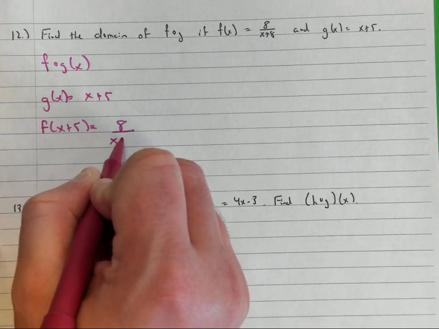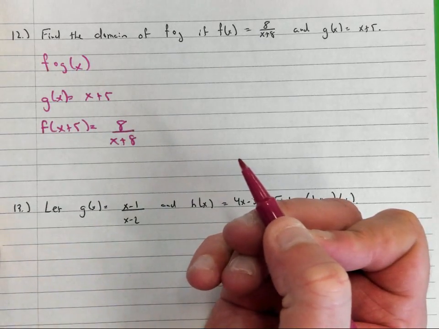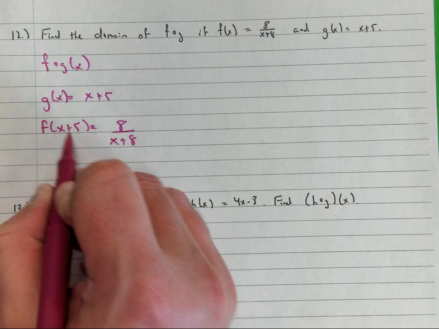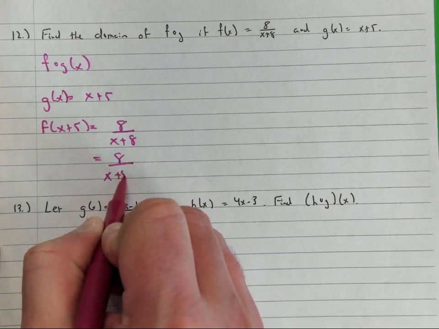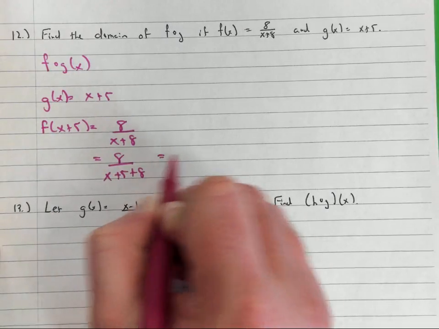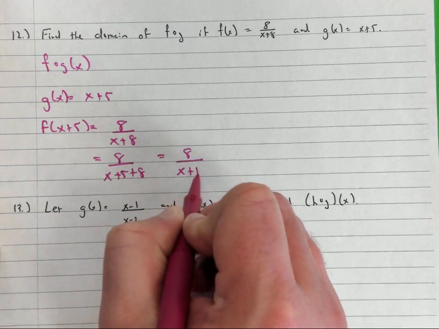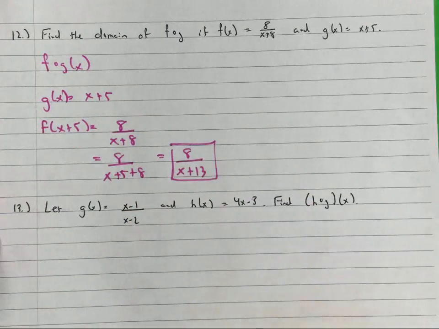Now, the F function is this right here. I take what's inside the parentheses, I plug it in for x. 8 over x plus 5 plus 8. That gives me 8 over x plus 13. That is your answer there. Take a moment, make sure you understand that.